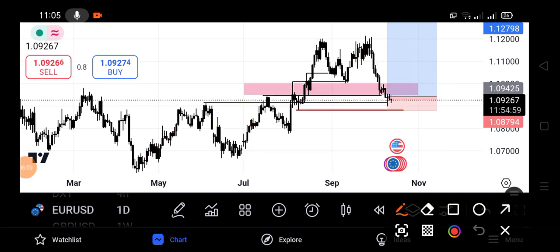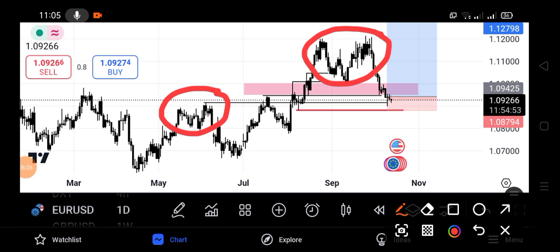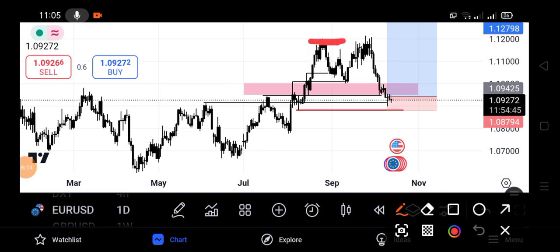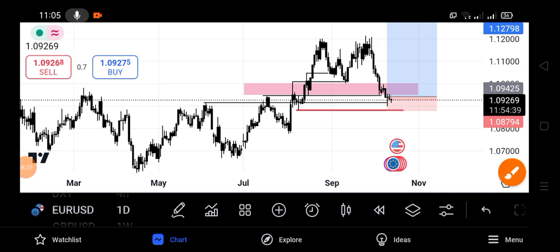Look at what happened here around May, June. Look at what's happening here. Doesn't that look similar? Right? Except for one thing. Price here failed to take this high. Instead, it swept it. Yes, the wicks are above, but the bodies failed to take those bodies.